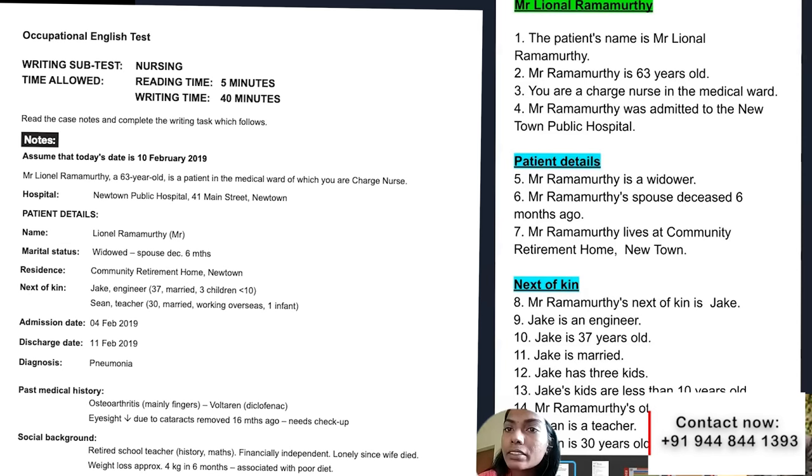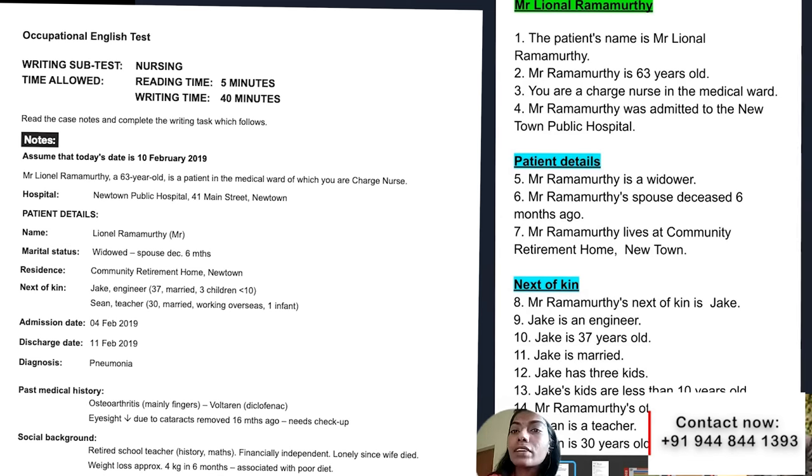In the patient details, we can write Mr. Ramamurthy is a widower. Each piece of information we have to make into a simple sentence. Mr. Ramamurthy's spouse died 6 months ago. Next sentence, Mr. Ramamurthy lives at a community retirement home, Newtown. Understood how we write simple sentences from the patient details? So like this, we look into the case note and make each piece of information into a simple, complete sentence.